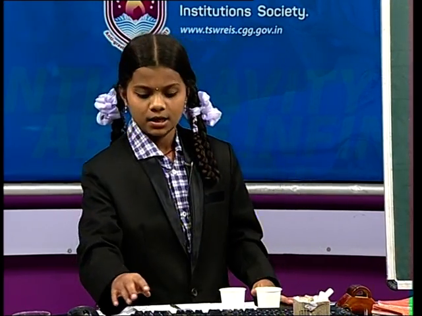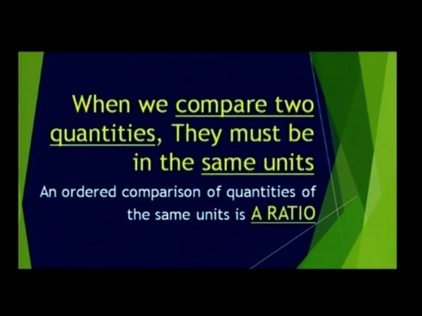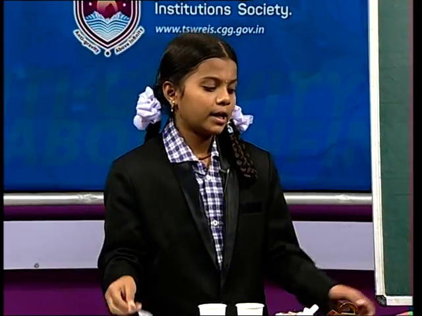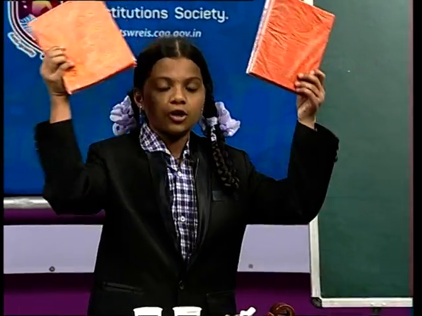Okay friends, when we compare 2 quantities, they must be in the same units. An ordered comparison of quantities of the same units is a ratio. So here what is the unit? Spoon is the unit. Here the number of books is the unit.